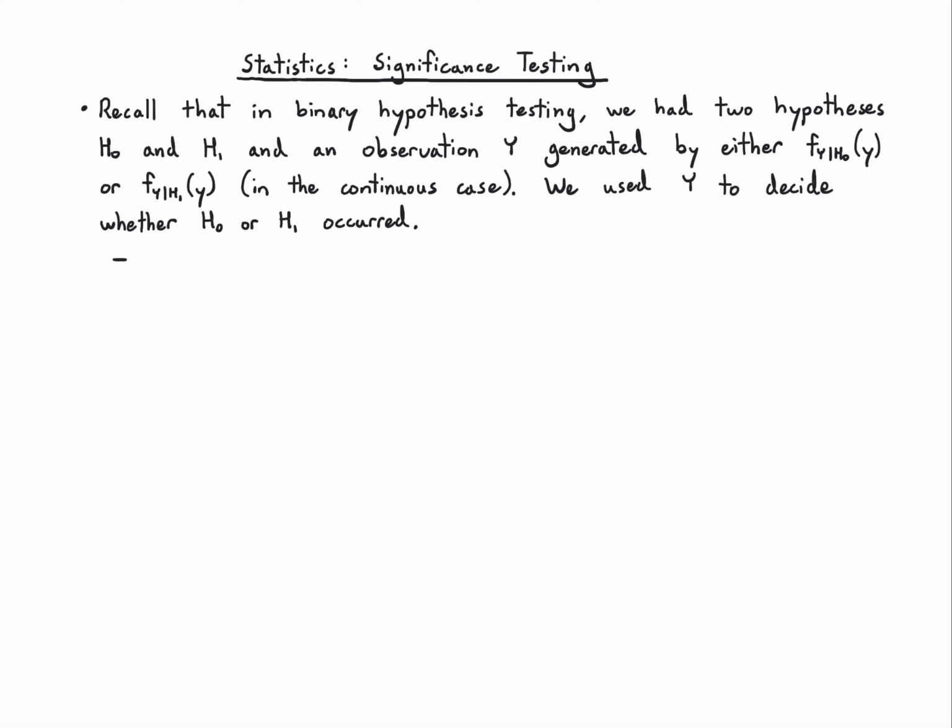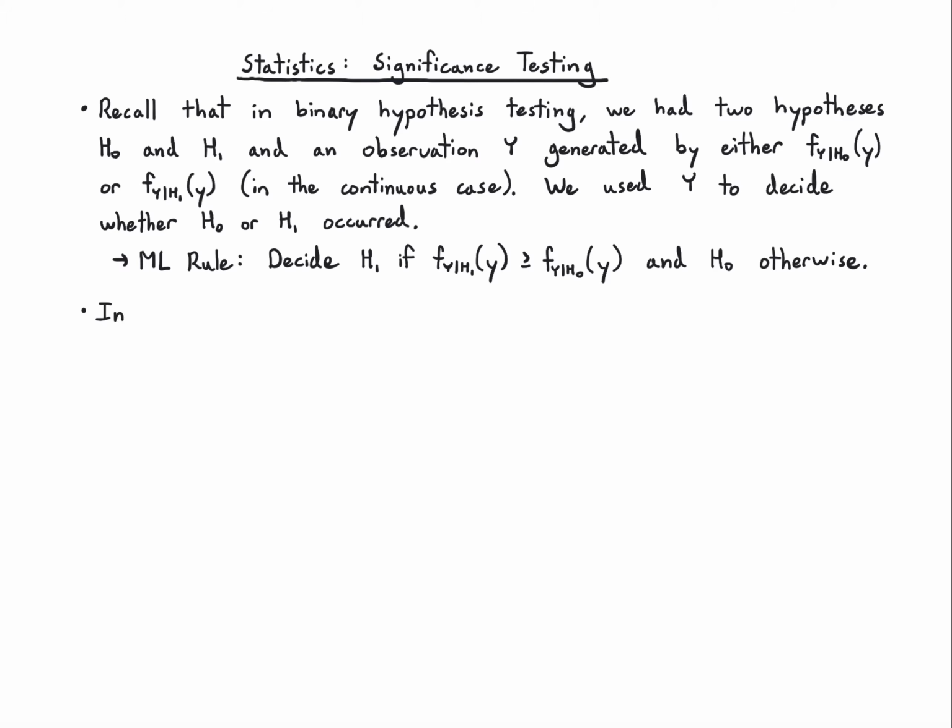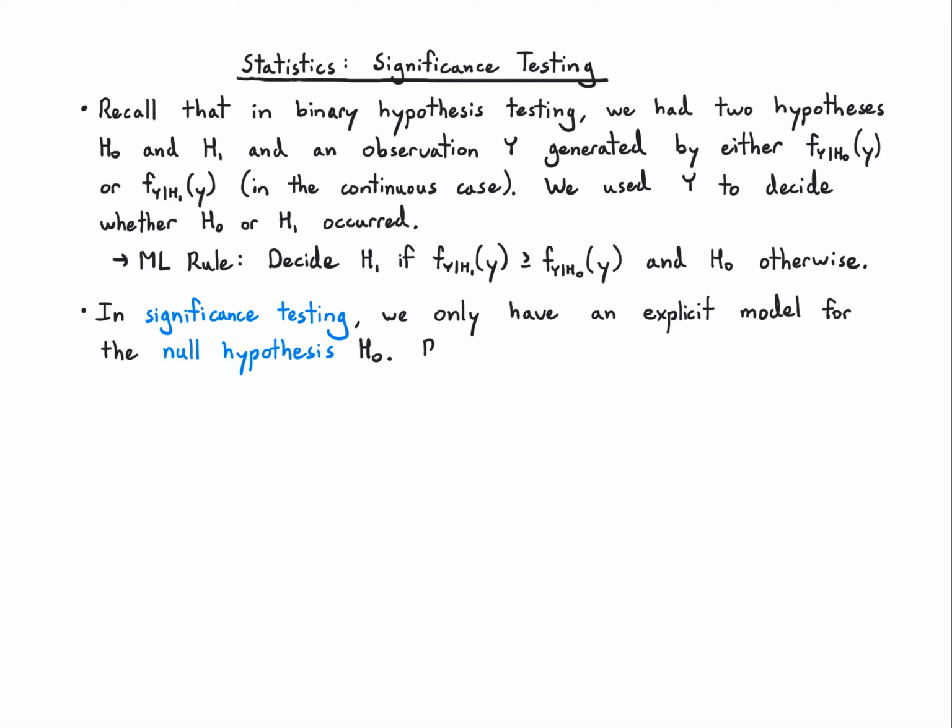One way we could do that is to use the ML rule, where we decide H1 if the conditional probability of Y given H1 was greater than or equal to that of Y given H0 for the particular value of Y that we observe, and if Y given H0 was larger, then we picked H0. So the difference here in significance testing is that we're only going to have an explicit probability model for what we're going to call the null hypothesis H0. So we are only going to have f of y given H0. We are not going to have f of y given H1.